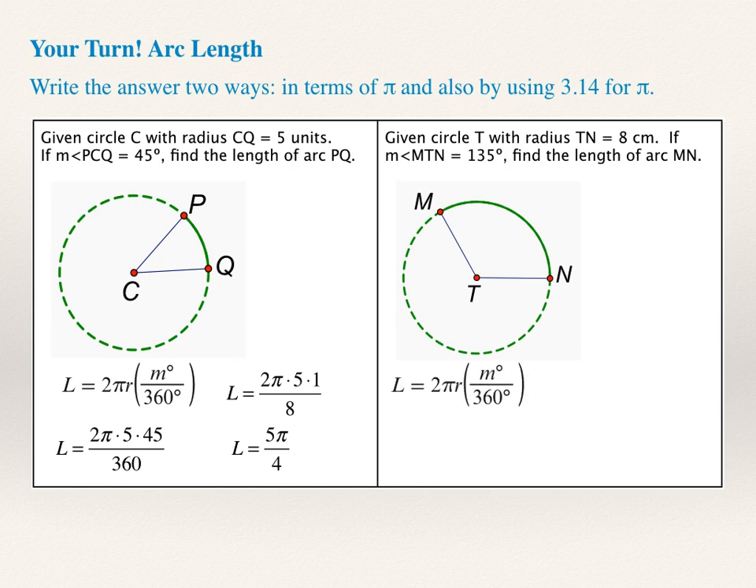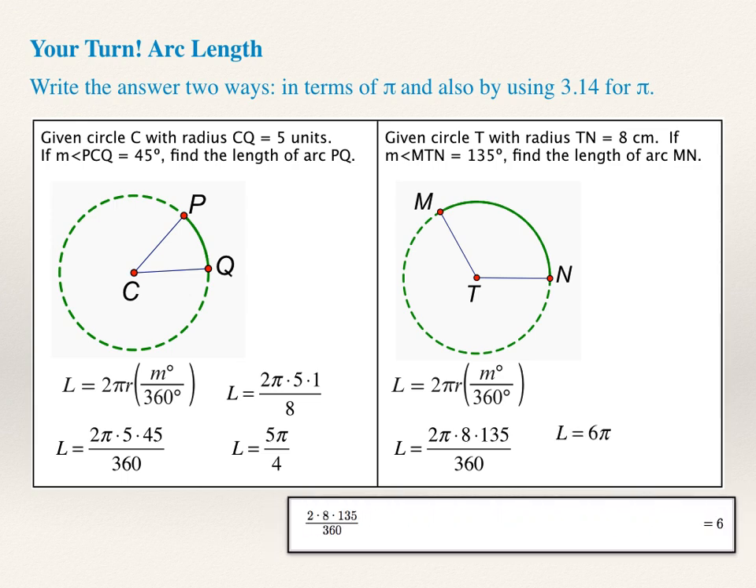So we start with our formula, and we substitute in radius for 8 centimeters, and the measure of the arc is 135 degrees. And I will just tell you that this time I did type in this expression into desmos.com/scientific. I multiplied 2 times 8 times 135 and divided that by 360, and I got 6, and I remembered the pi. And our units for this one should be centimeters, so 6 pi centimeters.